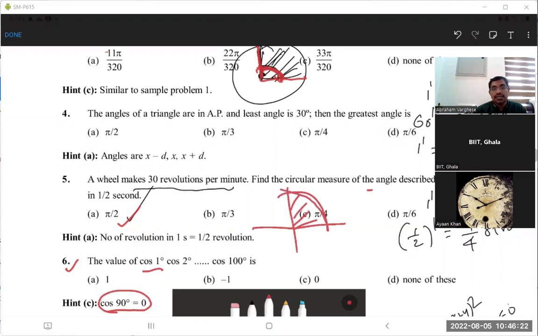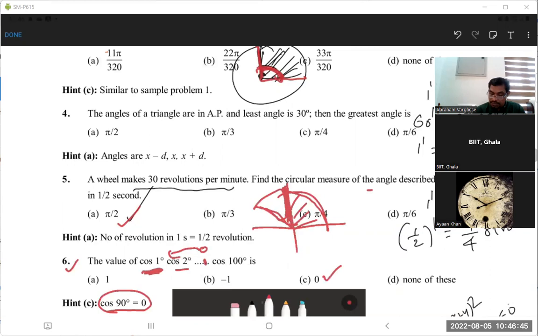Right? And 100 degree means it will come some value. So some value will be positive, some value will be negative. And it will lie between minus 1 and 1. But there is cos 90 also. Cos 90 value will be 0. So whatever be the value of 1 degree, 2 degree, 3 degree, when you multiply by 0, the value will be equal to 0.